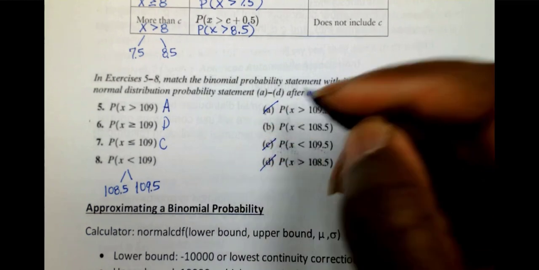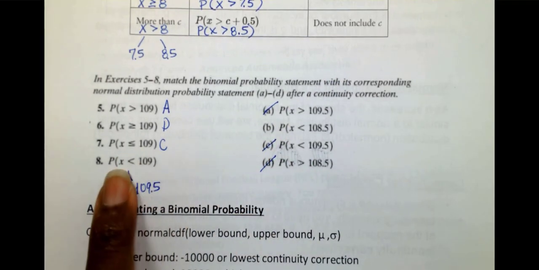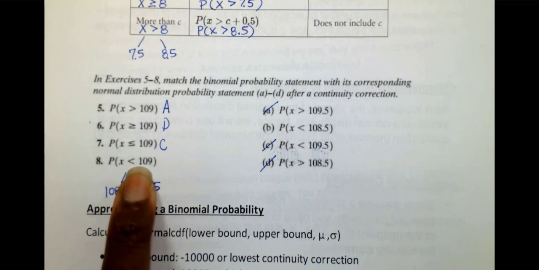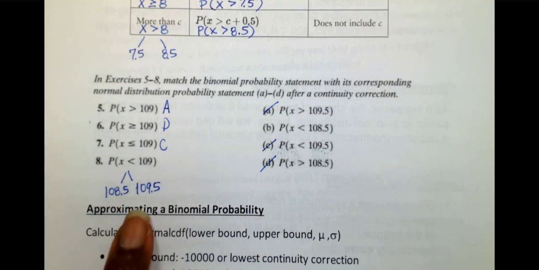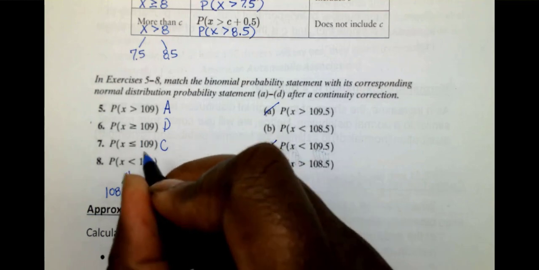Okay. That leaves us the last one with B. So to make sure we're good though, I want all the X's less than 109, but I don't want 109. The number is less than 109, but I don't want 109. So 109 is not in here, but 109 is in here. So I don't want it, so I'm going to choose this one.